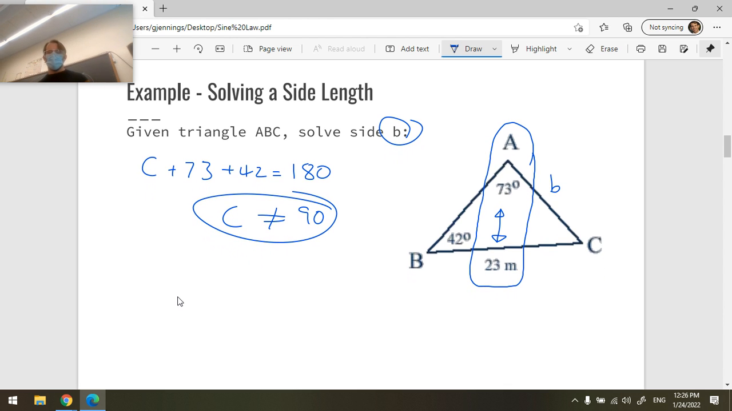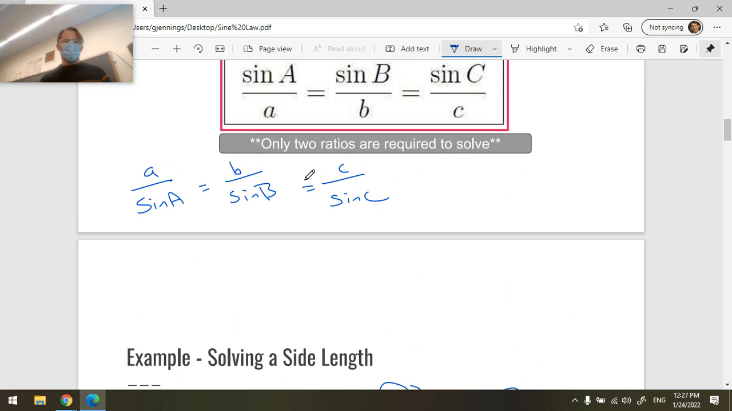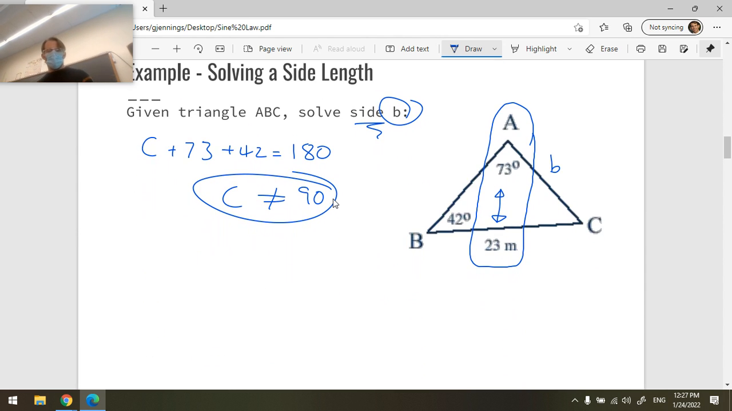What we want to set up is a relationship between angle B and side B and angle A and side A. Because I want to solve for a side, I am going to use this form of the sine law, where my unknowns are on the top. Put your unknowns on the top, and it is easier. So I'm going to write it down: A over sine A is equal to B over sine B. I only need two of these ratios to solve it. I don't need C over sine C, because I've not been asked to find side C.